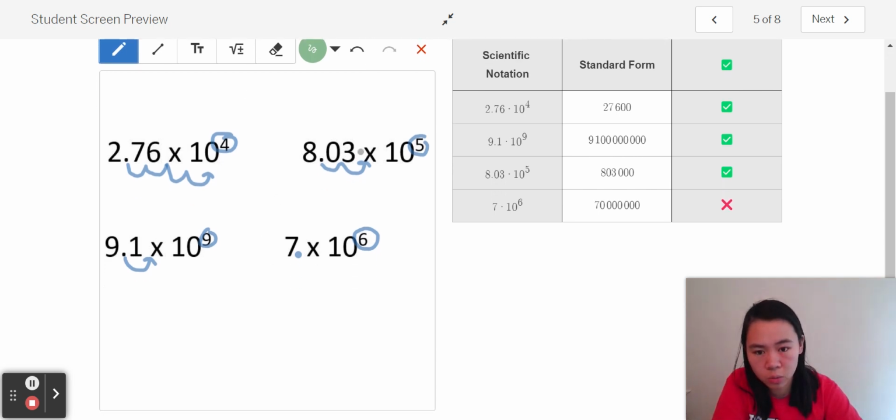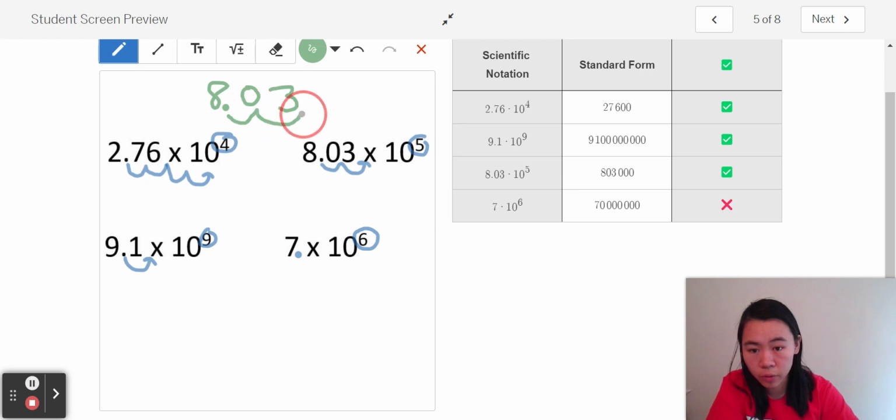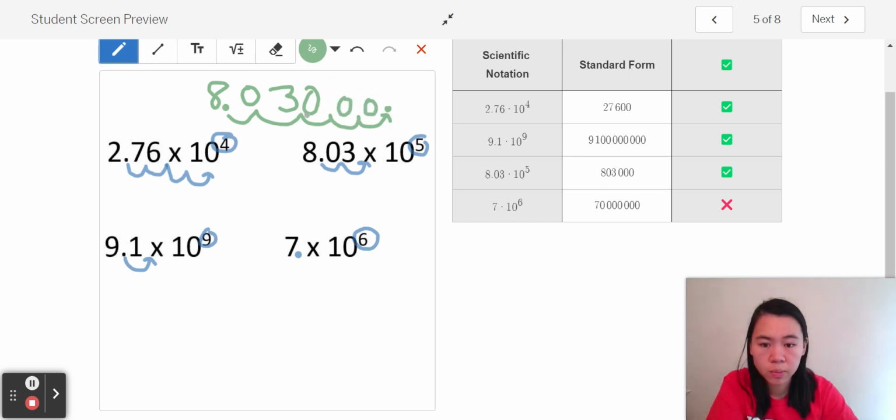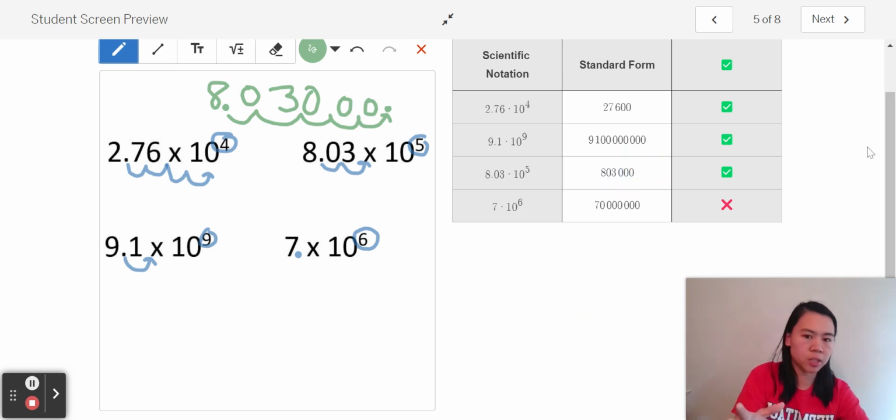Okay, like for example, this one over here, this 8.03, I'll show my work here. It's a positive exponent, it's a large number. I'm moving my decimal this way. Okay, so 1, 2, 3, 4, 5. I'm going to fill in my jumps with zeros, and you can see it's going to be 803,000. Okay, right here. So use whatever strategy makes sense for you.